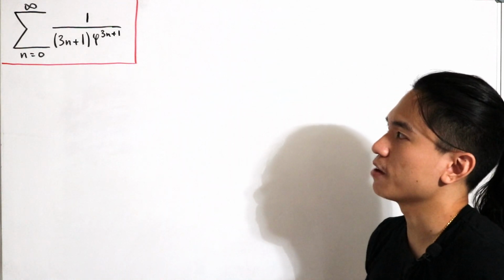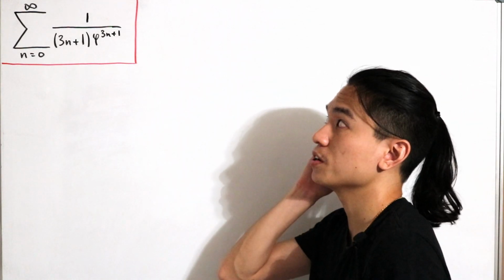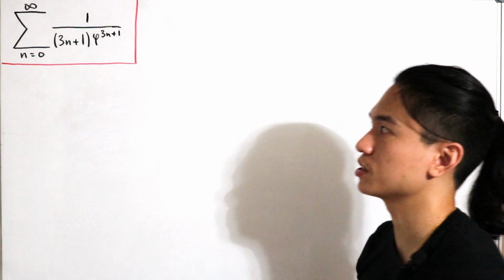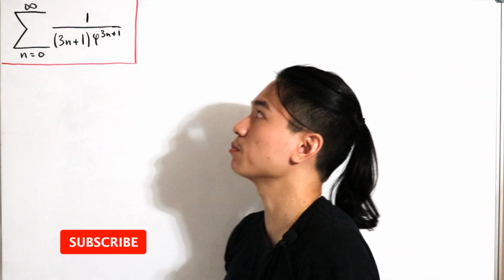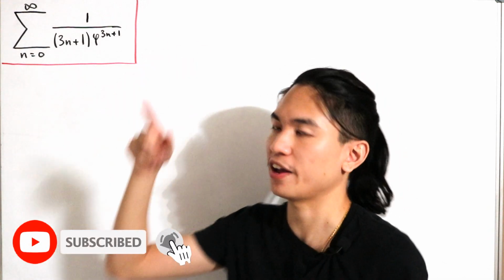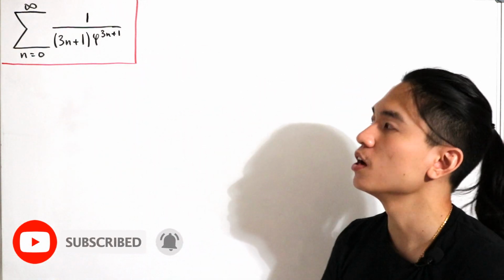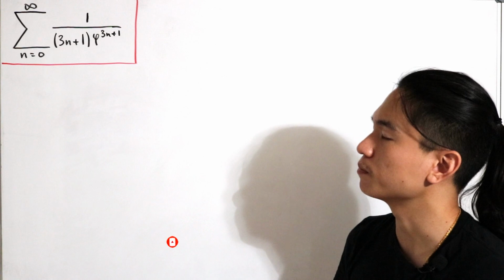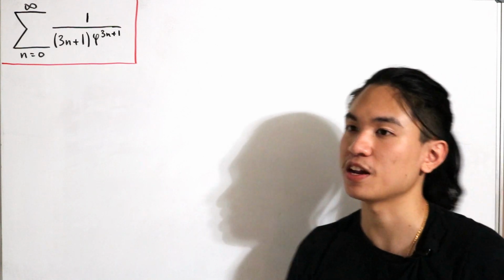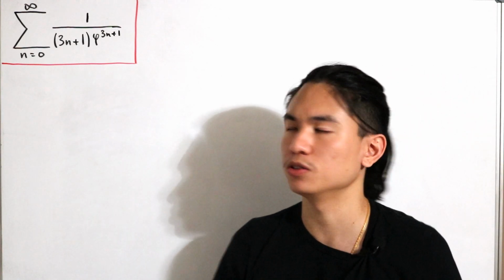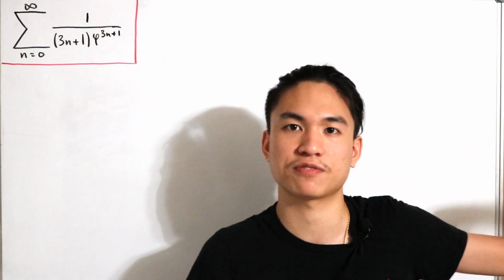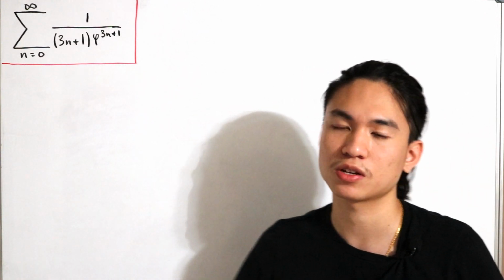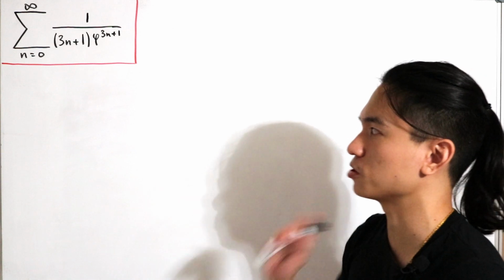So in today's video we have the infinite sum of 1 divided by (3n+1) times phi to the power 3n+1, where indeed phi is known as the golden ratio. This is the first time utilizing the constant phi in an infinite series. I've actually used this constant several times in past videos, but they're mainly integrals. So this is the first for the channel.